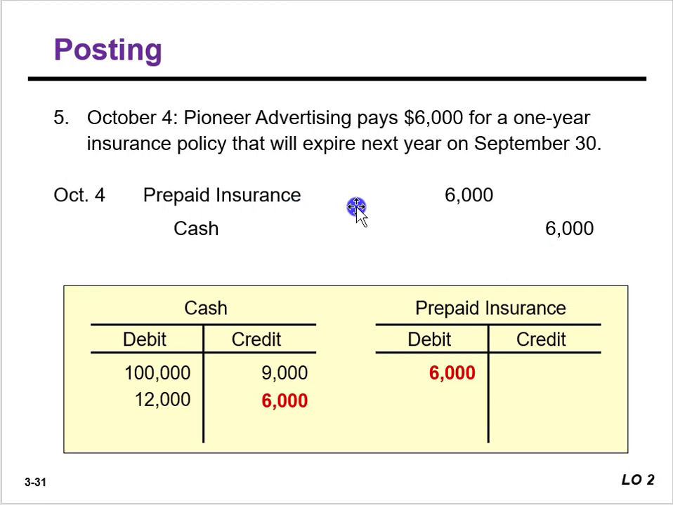October 1st, Pioneer Advertising pays $6,000 for a 1-year insurance policy that will expire next year on September 30th. So you have a prepaid situation. So you're going to debit prepaid insurance for $6,000 and credit cash for $6,000. And again, here are the T accounts. Now you have a new $6,000 entry to cash credit and a debit to prepaid insurance.